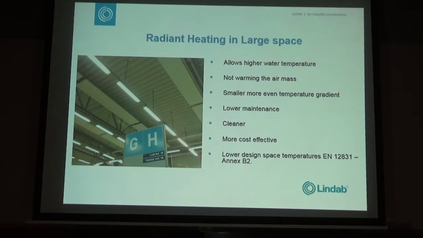Low design space temperatures. So EN 12831, if anybody's familiar with that, this is a heat loss British standard. So again, if you reference that instead of trusting to IES or EDSL, then you'll note that it says that if you've got a radiant proportion, it'll calculate your radiant proportion and you'll get lower heat loss requirements on that basis.